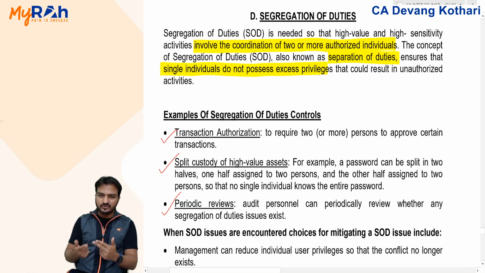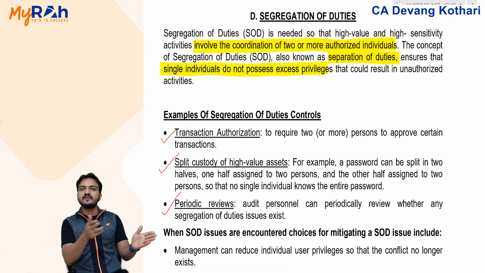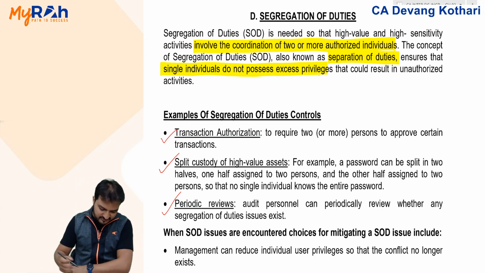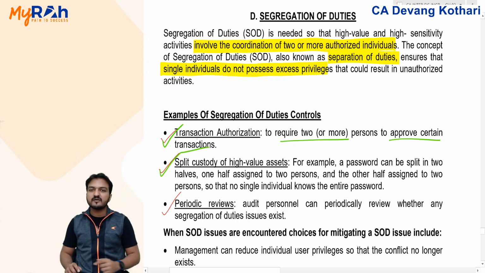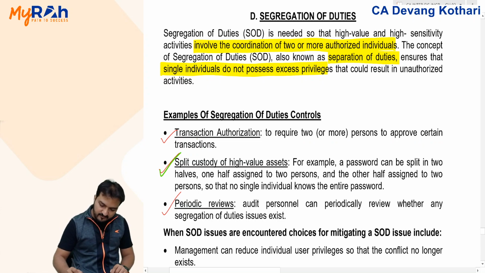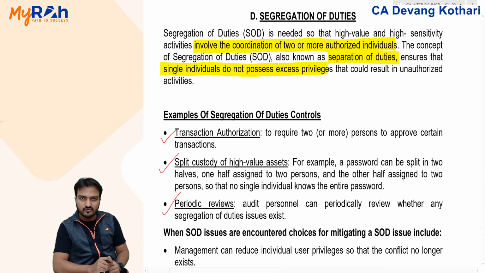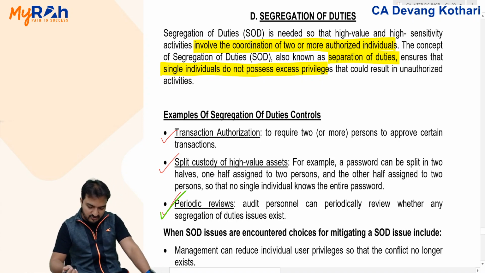He might do fraud. So the person who initiates the transaction cannot approve it. The person who can approve it cannot initiate the transaction. So unless both these people work, the transaction will not be done. This was called segregation of duties. Examples, same thing: transaction authorization requiring two persons to approve a transaction, or split the custody of high value assets. Like, say, a password can be split in half. One half is assigned to two persons, the other half is assigned to two other persons. So in total, unless these four persons come together, the password cannot be used. Periodic reviews: yes, whatever segregation you have done, you should periodically review your segregation of duties.